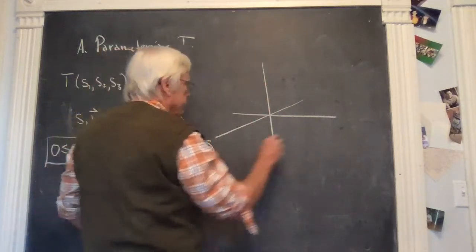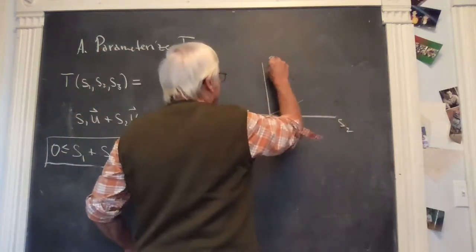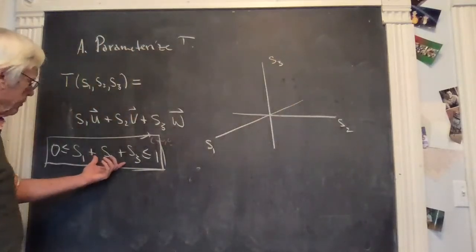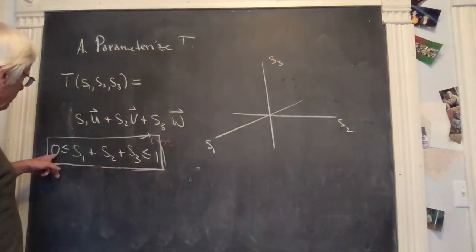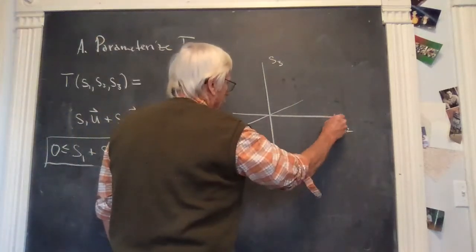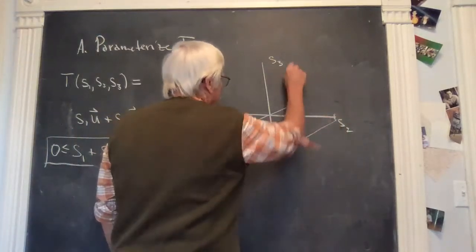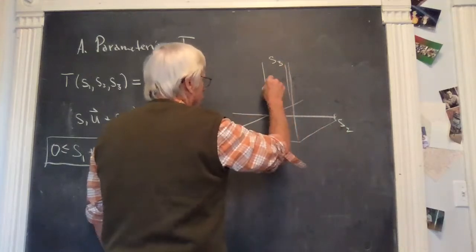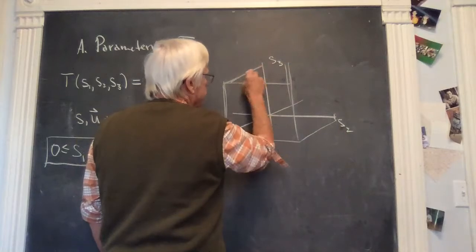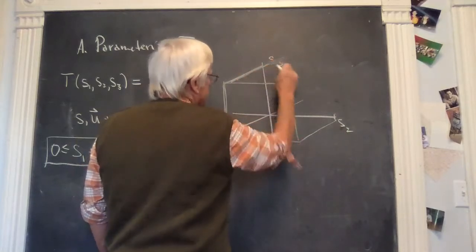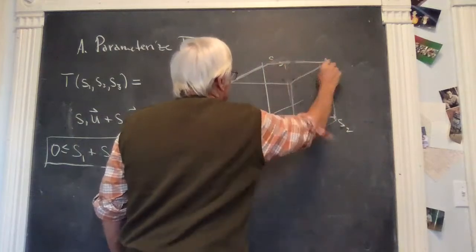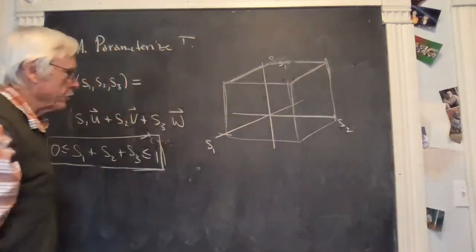So S1, S2, S3, these are our new axes. And the sum of them is going to be less than 1, and they're all bigger than or equal to 0. So everything is going to lie in the 1 by 1 by 1 box. So our whole picture should lie inside this 1 by 1 by 1 box. So everything's inside there.